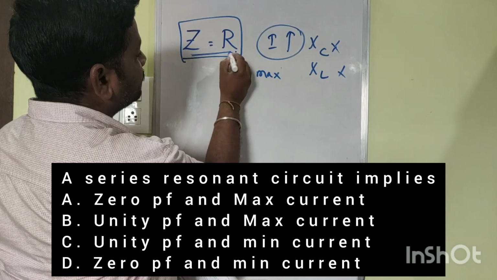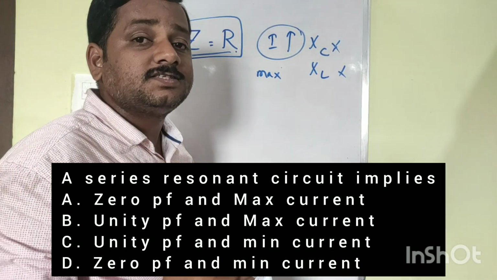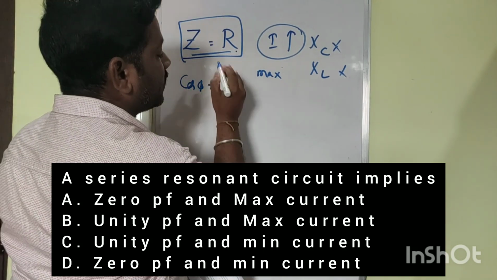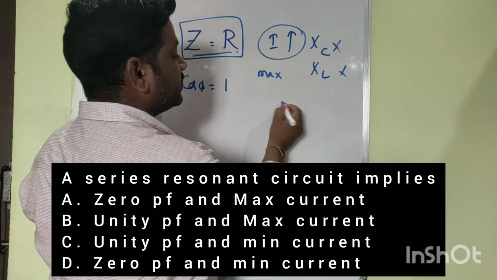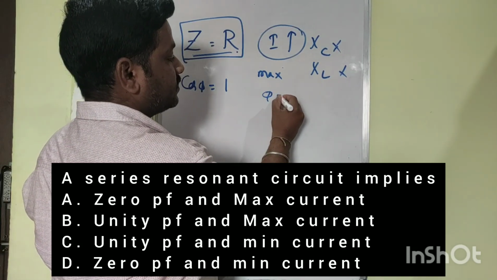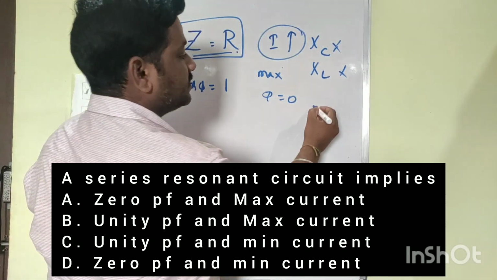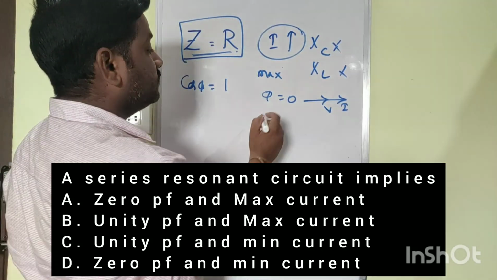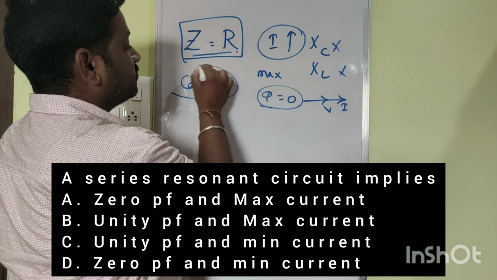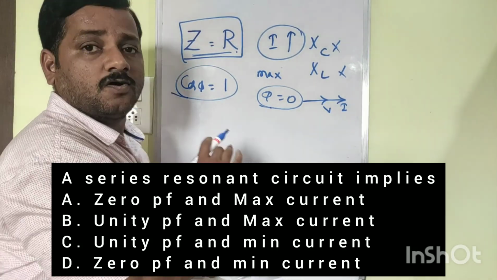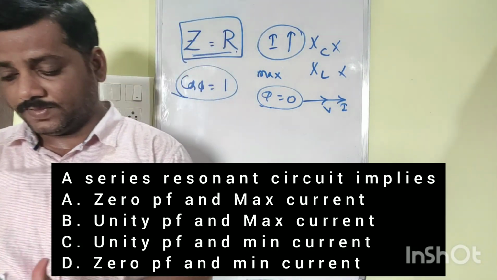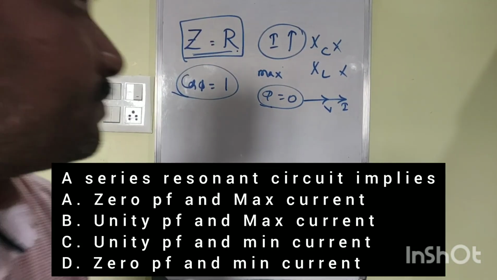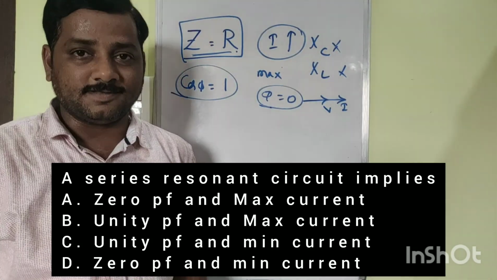See, if Z is equal to R, if you have only a resistance in a circuit, then the power factor will be 1. Means the angle between voltage and current will be 0, that is, this phi is 0. Because in a resistive circuit, voltage and current both will be in phase. So the angle will be 0. So cos 0 is equal to 1. So power factor is 1. So according to this statement, we can say option B, that is unity power factor and maximum current. That will be the answer.